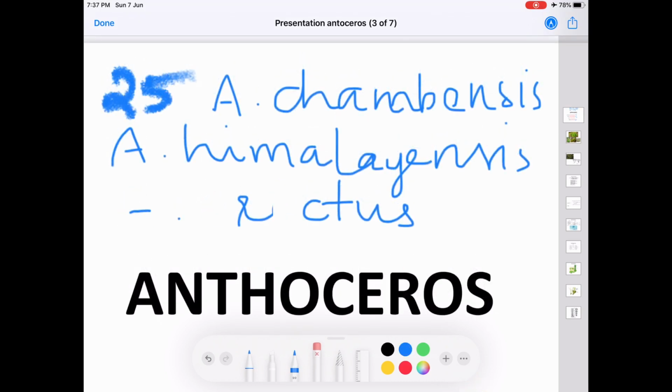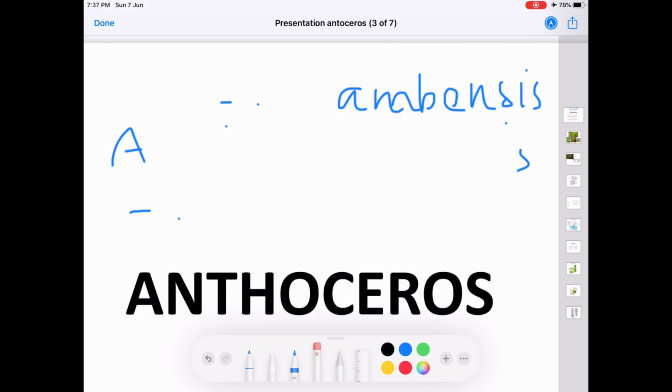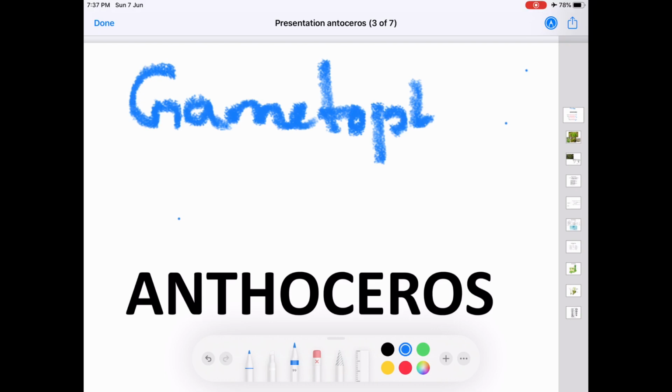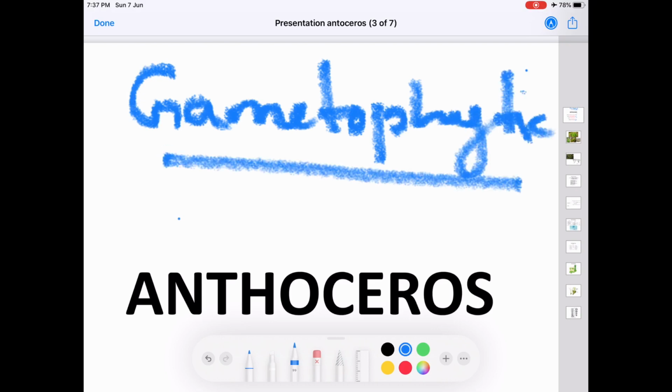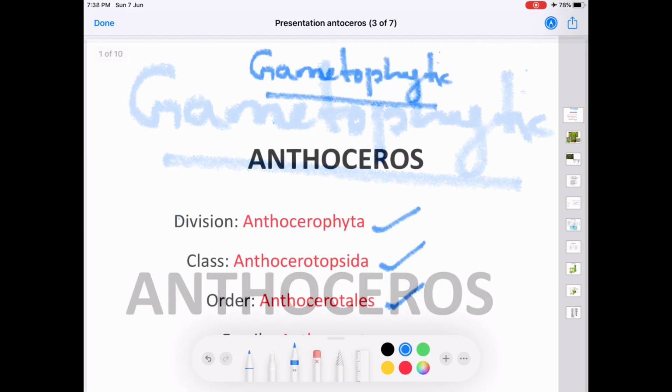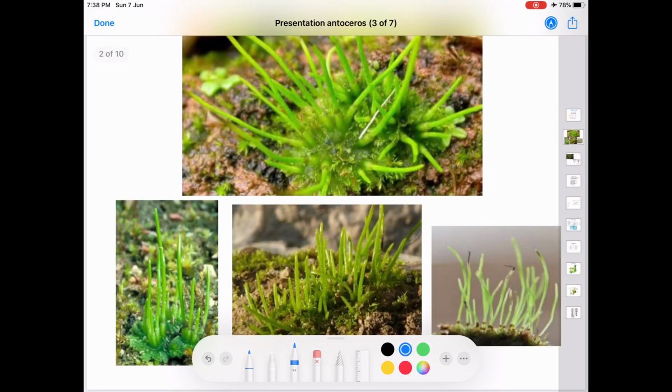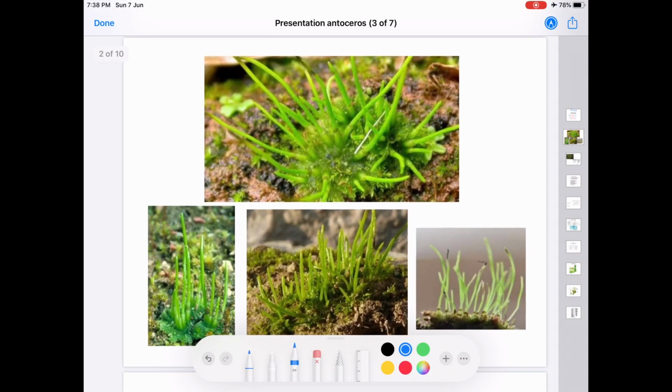There are two phases in the life cycle of Anthoceros. They are the gametophytic phase and the sporophytic phase. Among these, the gametophytic phase is the dominant phase in the life cycle. Now, moving on to the external features of the gametophyte.